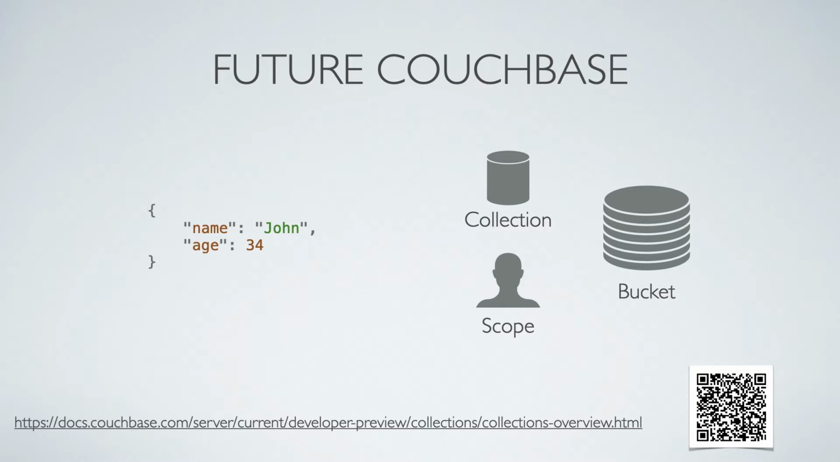Collections are a new organizational container to group similar or related documents. This will be the closest to what we know as tables in relational databases, but still with a free schema. A scope is a mechanism to group multiple collections. Applications can be assigned per-scope access rights, allowing each application to access only those collections it requires.